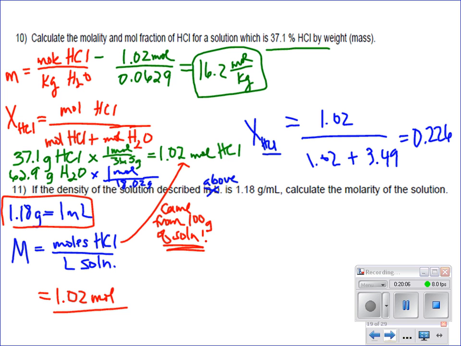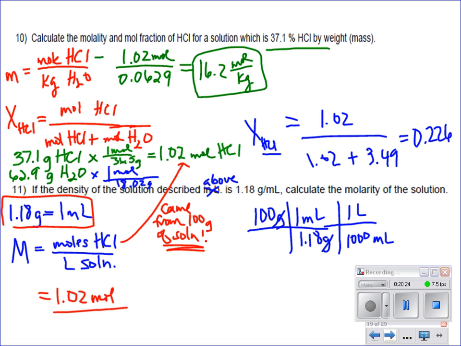So I'm going to start my dimensional analysis over here. I'm going to start with my 100 grams of solution. Okay, my density, I'm just going to plug in. For every 1 mL, I have 1.18 grams. But I've got to get to liters, right? So for every 1 liter, I have 1,000 milliliters. So what is my liters of solution? 3 sig figs. 0.0847? 0.0847 liters. So I'm going to plug that in here.